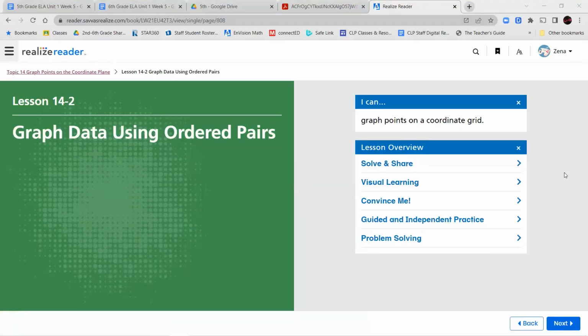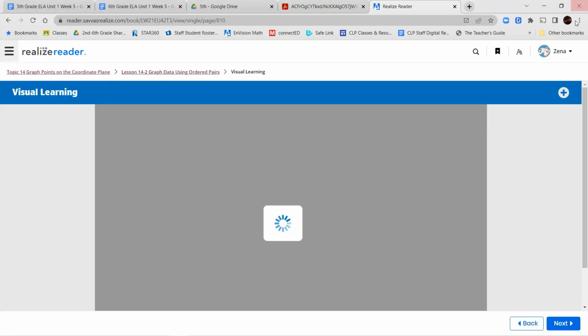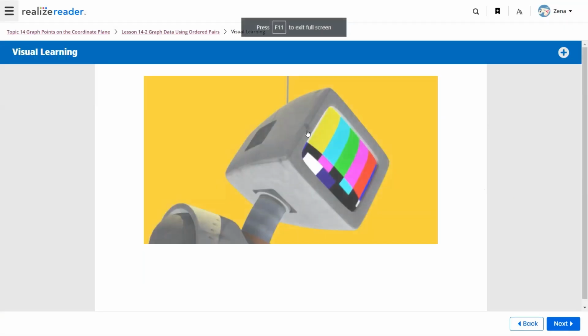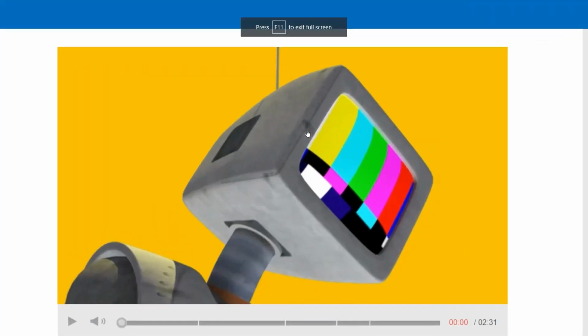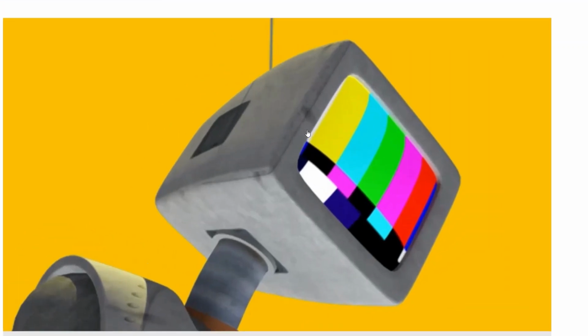Hello, and welcome to lesson 14-2. In this lesson, we're going to focus on graphing data using ordered pairs. In this lesson, they'll provide you with the ordered pair, and you're going to practice graphing it on a coordinate grid. Let's go ahead and watch our short video lesson, and then jump into our notes and guided practice together.